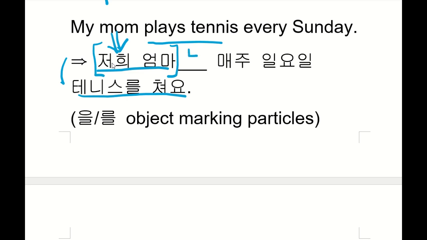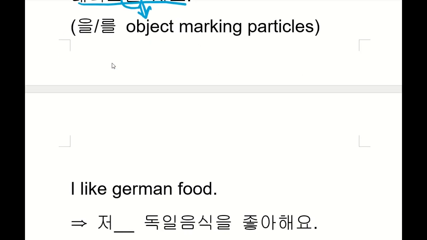And we put 는 here again because 마 ends with a vowel. 엄마는, okay. 매주 일요일 테니스를 쳐요. And here after tennis, 를 is an object marking particle. We're going to deal with that at the end of this video. Don't worry about it.